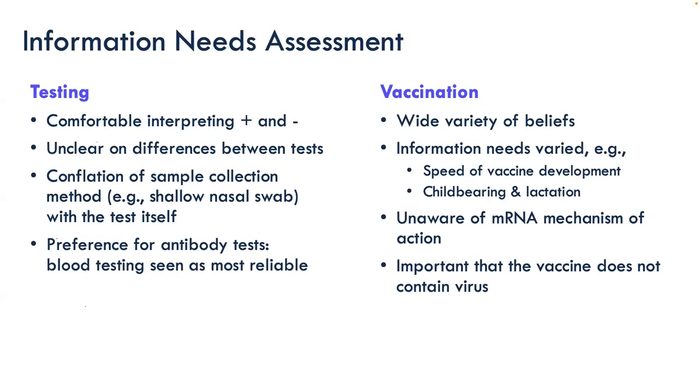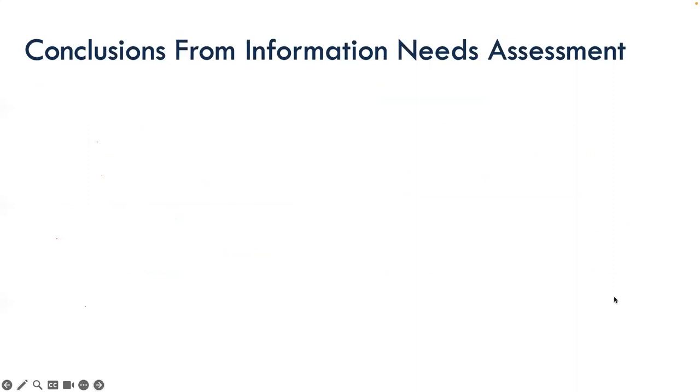With respect to vaccination, participants held a wide variety of positive and negative beliefs, and their information needs varied by personal circumstances and stage in life. Many were concerned about the speed with which vaccines were developed, whereas others worried about the impact on future fertility, childbearing, and lactation. Nearly all participants were unaware of how the new mRNA vaccines work, which meant that they erroneously believed that the vaccines contain the virus, which they don't. So learning that there is no virus in mRNA vaccines was a real game changer for many people, leading to more favorable attitudes about vaccination.